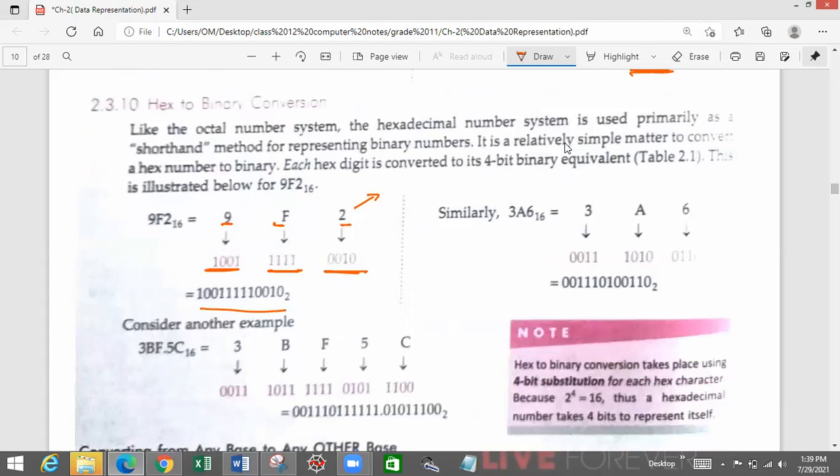For this one also, 3A6, simply write 6 in 4 bits, A in 4 bits, 3 in 4 bits, and combine all of them together. If a number has a decimal place, then for the part which is not after the decimal we simply do it as it is. For this part also, 5 I am writing in 4 bits, C I am writing in 4 bits, and then I am simply combining and joining all of them together and writing the number.